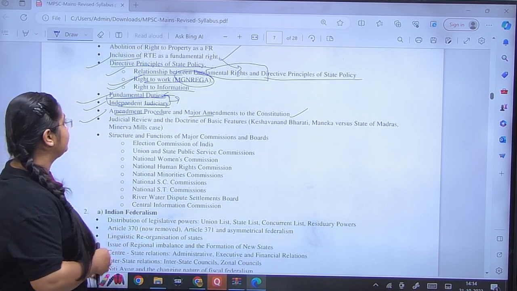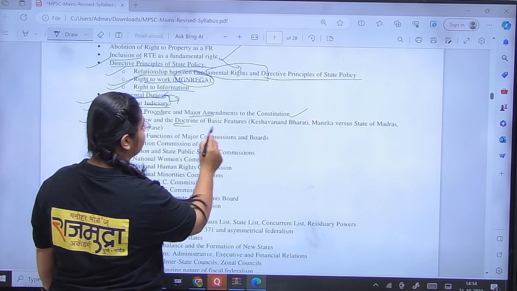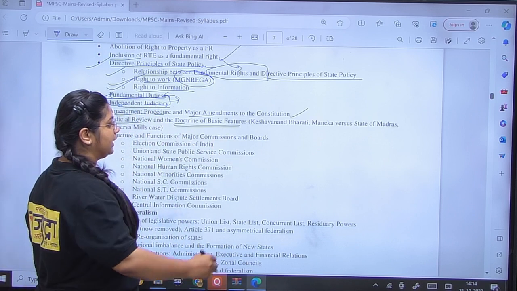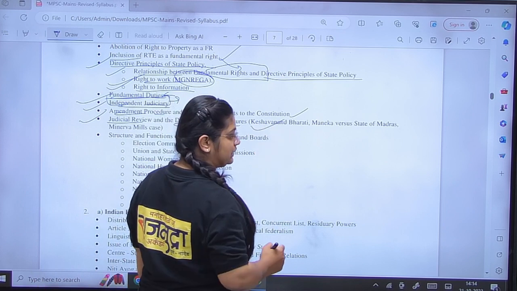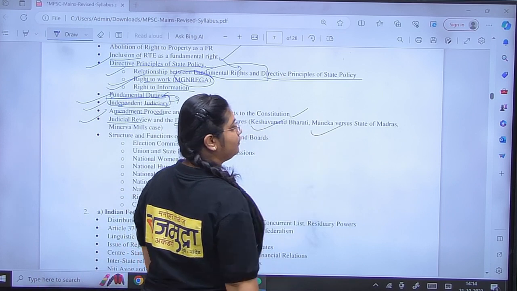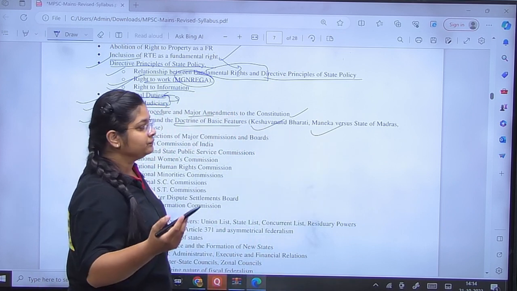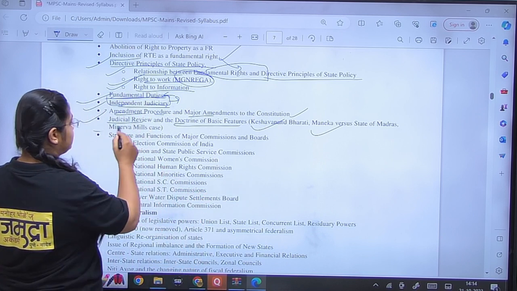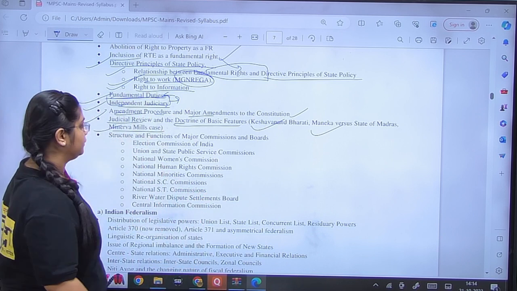Then next, judicial review and doctrine of basic features. In that, we are going to study what is the Kesavananda Bharati case, what is the Romesh Thappar versus State of Madras case, and what is the Minerva Mills case.